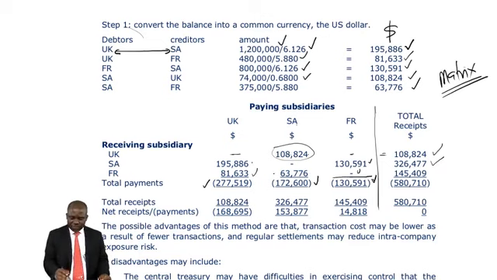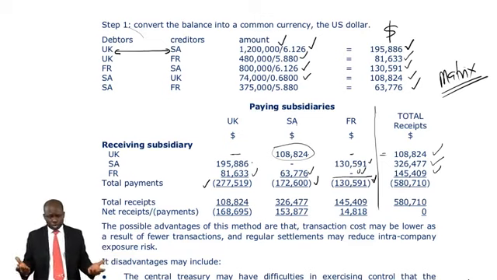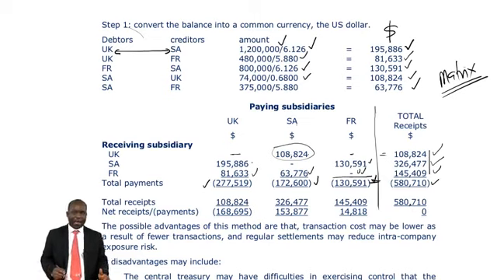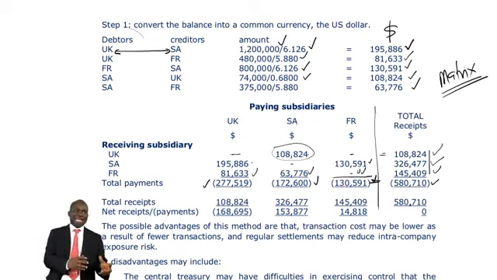France received this and that. Total will give you that. Netting, you can mark yourself. At the end, your total receipt should be equal to your total payment. So when you sum up this total payment, it is equal to that. When we finish, we would have to set off the payment against receipt.